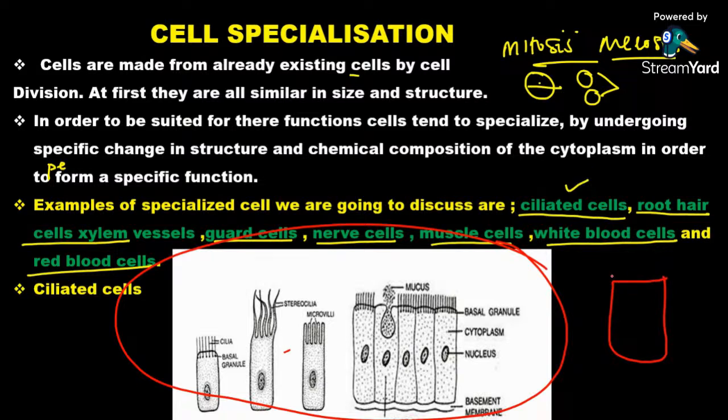So they have finger-like or hair-like projections on top here. These are what you call cilia. Then of course they also have the nucleus, so we can point this one out as the nucleus.